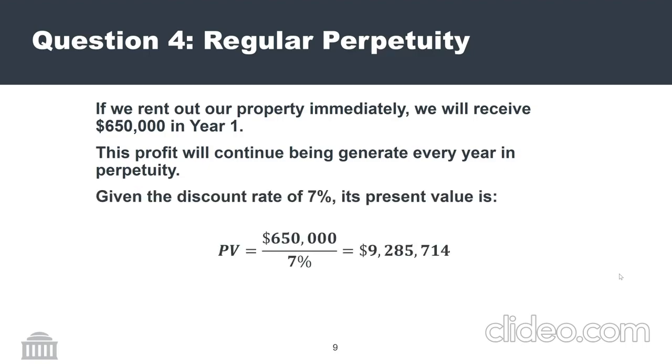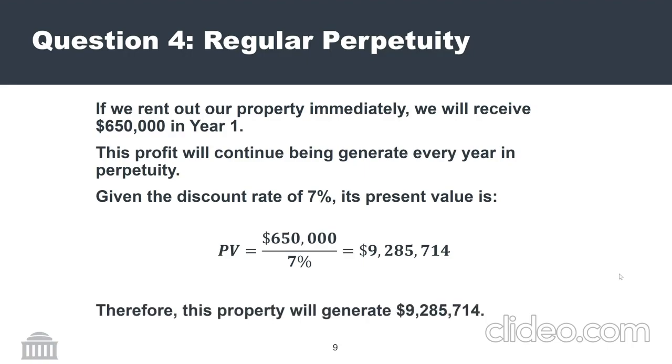Therefore, we can find the present value of this perpetual stream of cash flows by taking the first payment that we receive of $650,000 and just dividing it by the discount rate. In our case, it is 7%. So the present value of this rental profit is $9,285,714. So therefore, this property will generate exactly that much throughout its perpetual lifetime.